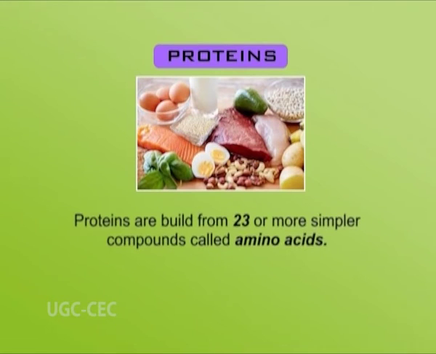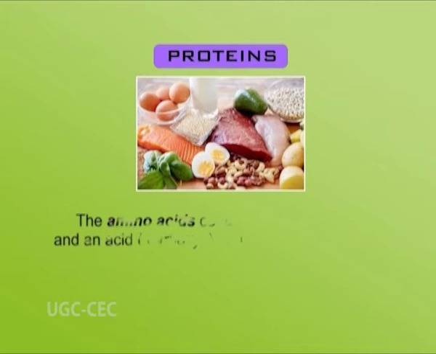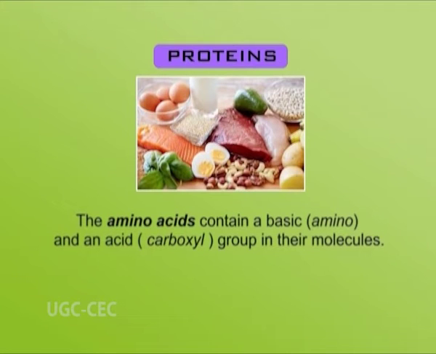Proteins are built from 23 or more simpler compounds called amino acids. The amino acids contain a basic, that is an amino, and an acid, a carboxyl group in their molecules. The presence of these acidic and basic groups in the constituent amino acids is responsible for the amphoteric nature of proteins. The amphoteric nature of protein is very important from the biological point of view as it prevents a sudden change of pH in the body.